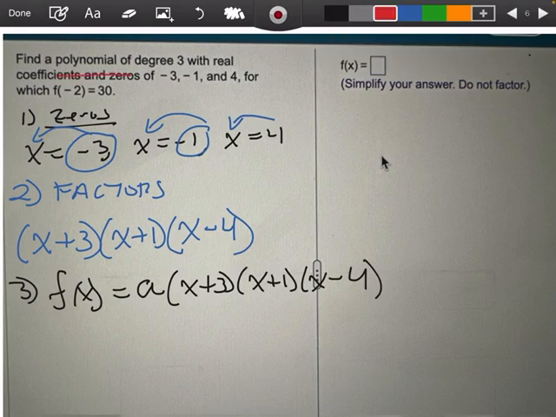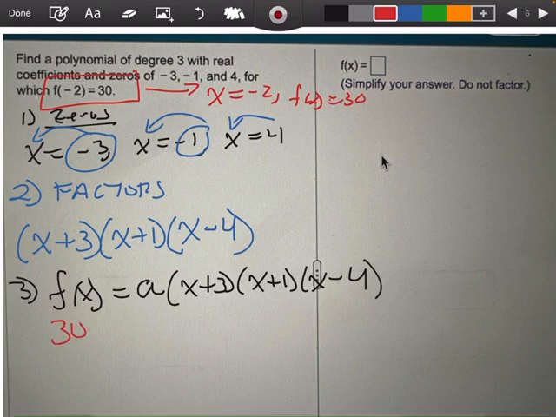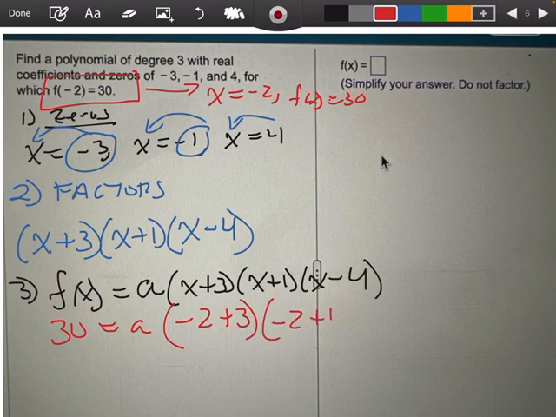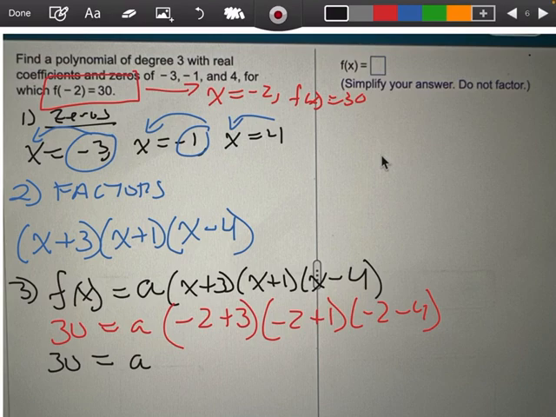So they gave us another piece of information. They told us right here, f of -2 is equal to 30. What that means is that when x is -2, f of x is equal to 30. So I'm going to write a 30 right here. And everywhere I have an x, I'm going to plug in a -2. So -2 plus 3, -2 plus 1, -2 minus 4. Okay? So look, 30 equals a.